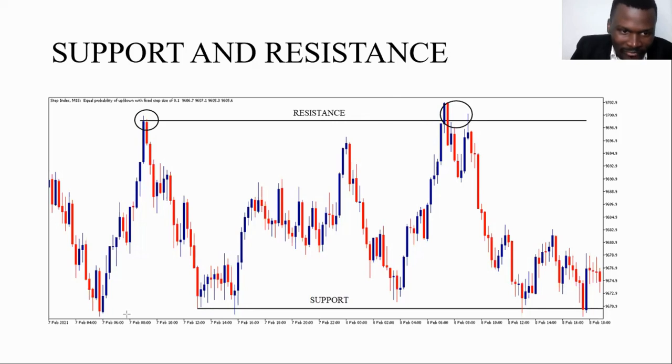Same thing here. If we extend this area of support, this was the last bear candle. If you extend it, you can clearly see that there wasn't any candlestick that closed below the close of this bear candle, which created our level of support. Yeah, so these are very important points, guys.